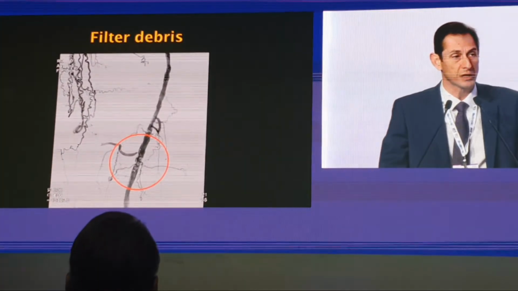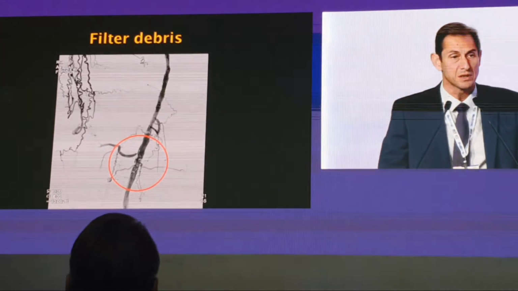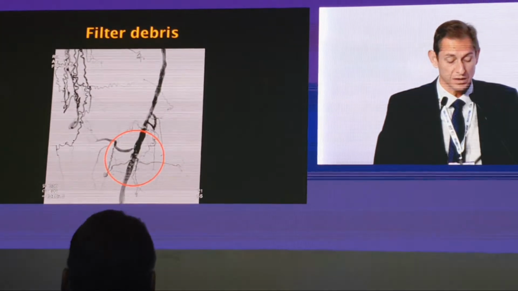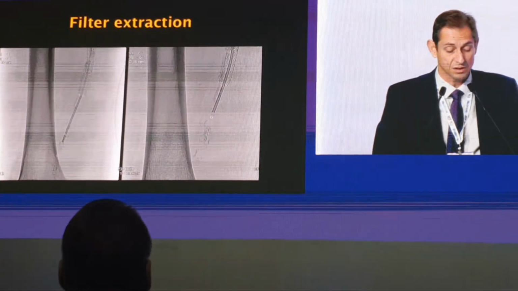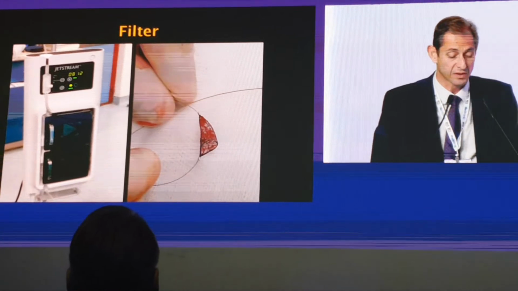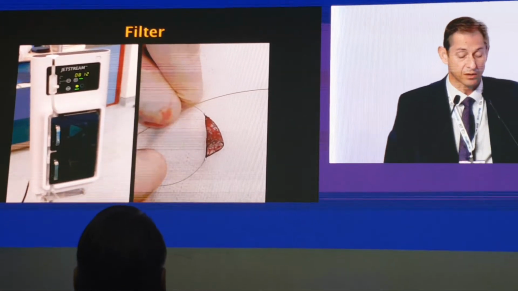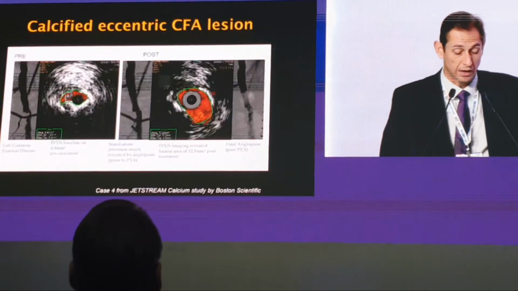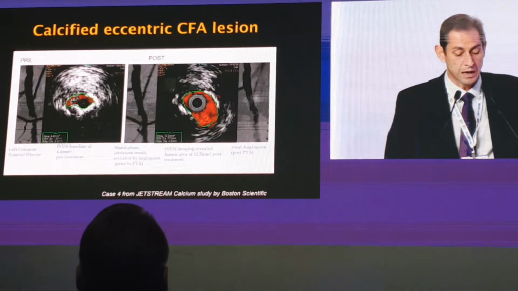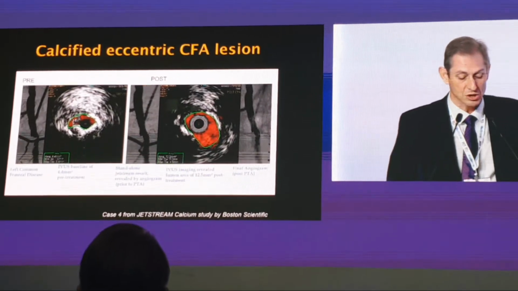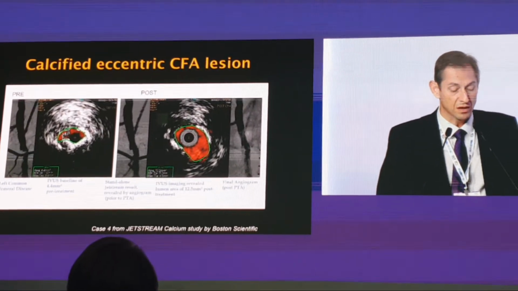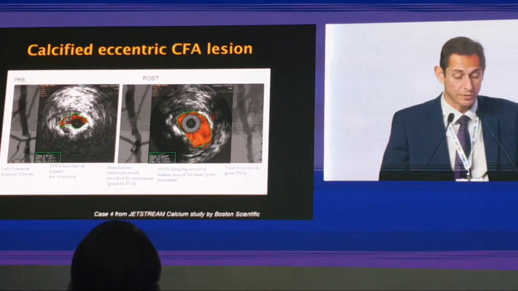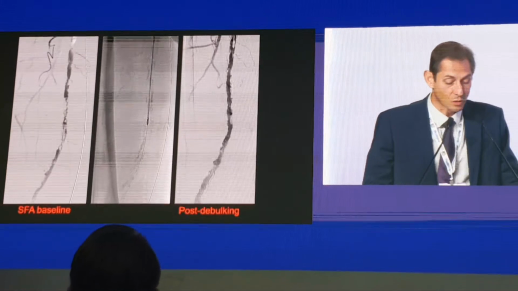Don't ever forget to use a filter. We always get debris no matter what the device is. We always use filters with directional and rotational devices, and once you remove those at the very end, you see all the debris there on the right-hand side. That might become very catastrophic if you are treating a CLI case. What about calcium? This is a case from a publication that illustrates that even in calcified lesions you can have some moderate debulking effect. This is one of our cases.